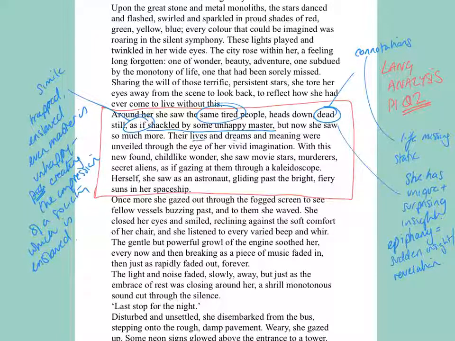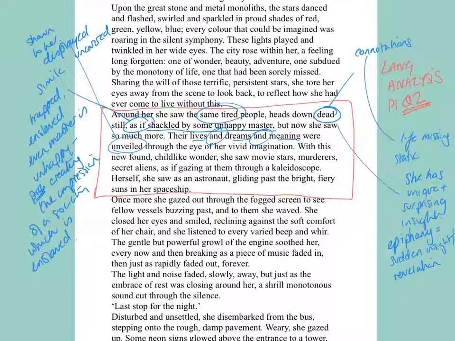Their lives and dreams and meaning, so polysyndeton, triple, the cumulative effect of that moment of realization, were unveiled. Again, that idea of shown to her. Displayed. If you unveil something, it's uncovered, like all of a sudden she's been let into a secret through the eye of her vivid imagination.